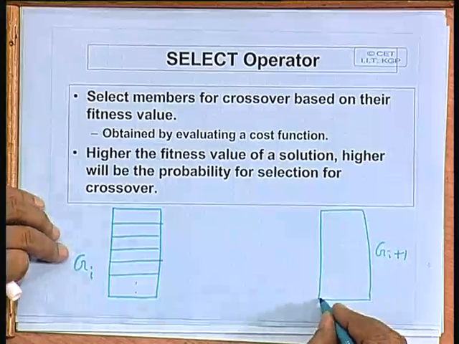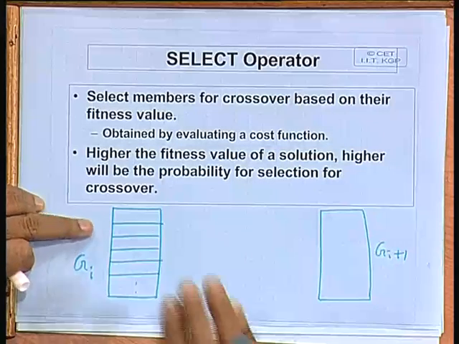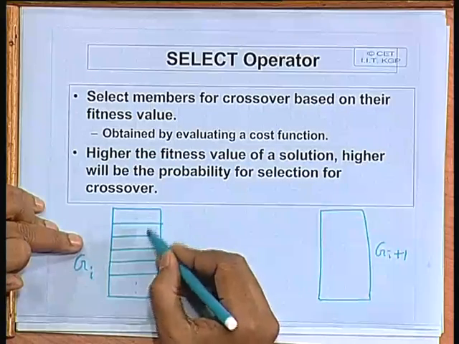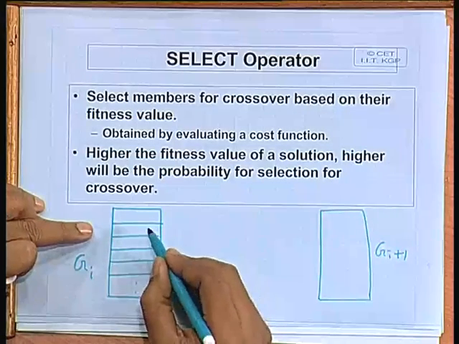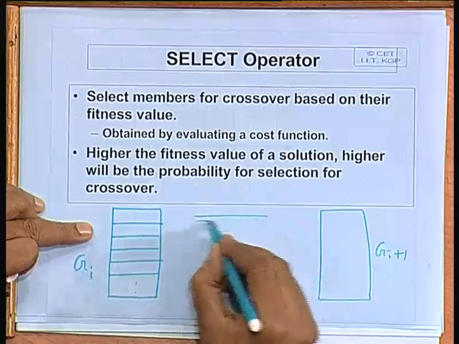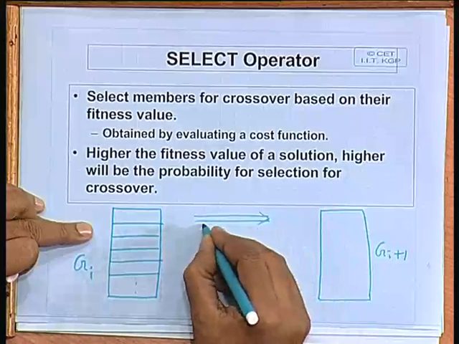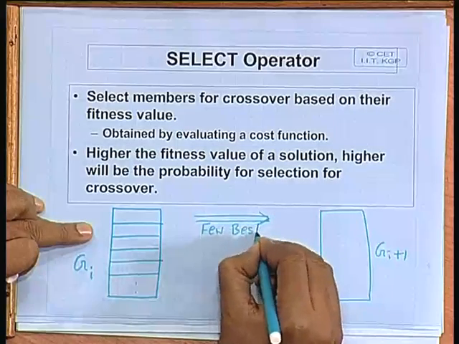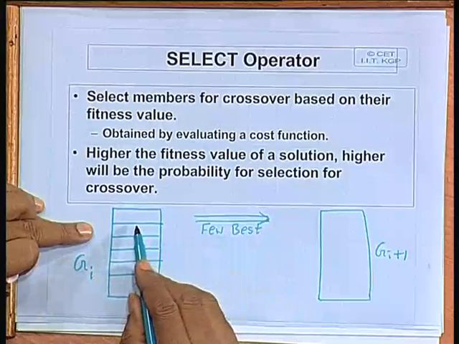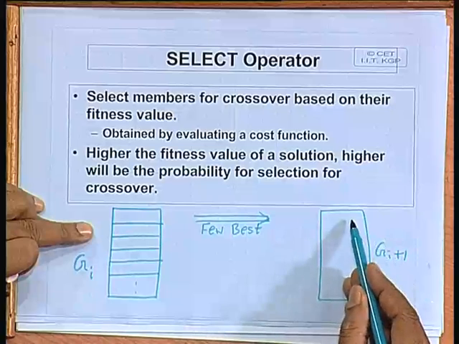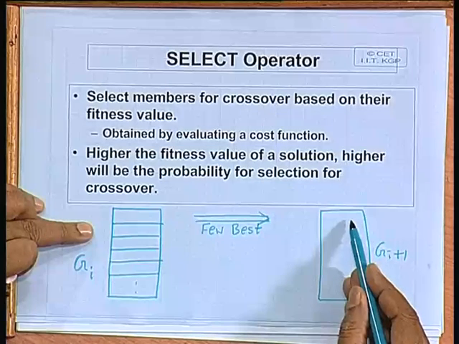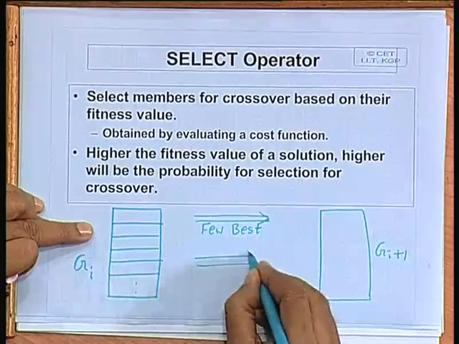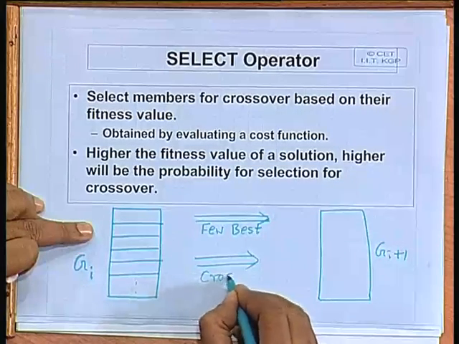Well, experience shows that this algorithm works best if you do this. You select the first few best solutions and simply copy them. So, the few best solutions simply get percolated to the next generation. Others will get generated through crossover.